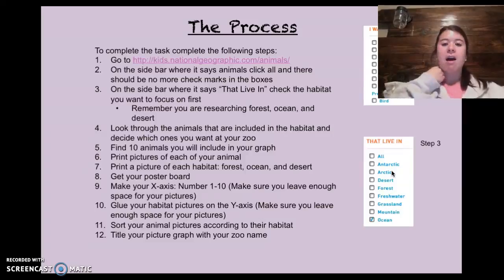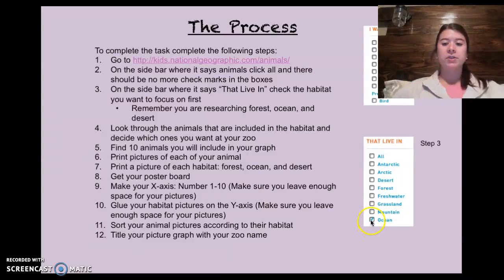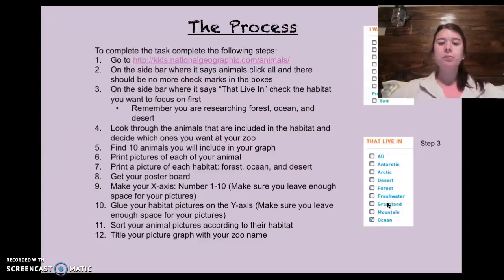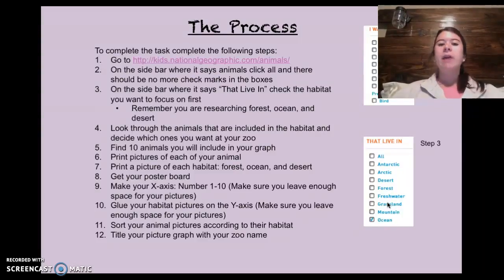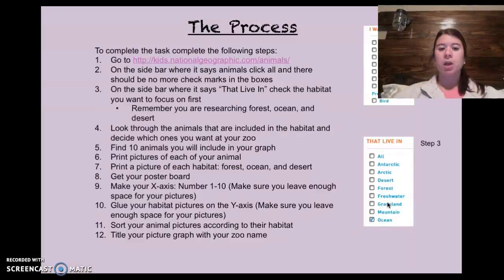So they want to go to ocean first. They're going to click ocean, and all the animals that live in the ocean are going to come up. They're going to look through and say, okay, maybe I want to include a shark and a dolphin. So that's 2 of them. Then they're going to look up a picture of a shark and a dolphin and print those pictures. Now they have 8 more animals to look up.